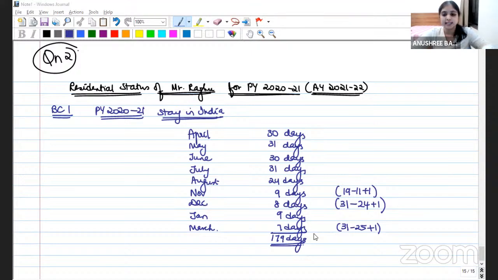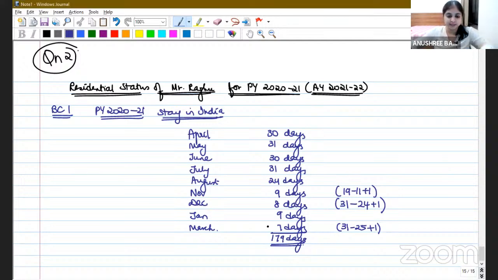Are we all done writing? Did we understand also? Yes. So this is it about the first basic condition, definitely not fulfilled because he has not stayed in India for 182 days. This is less than 182 days. Therefore, basic condition 1 is not fulfilled.